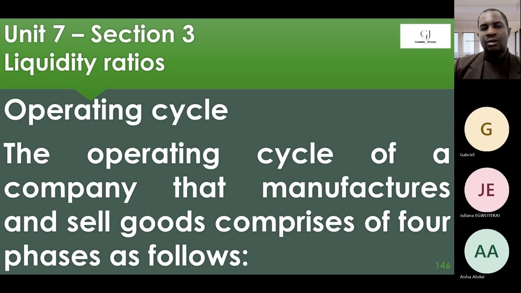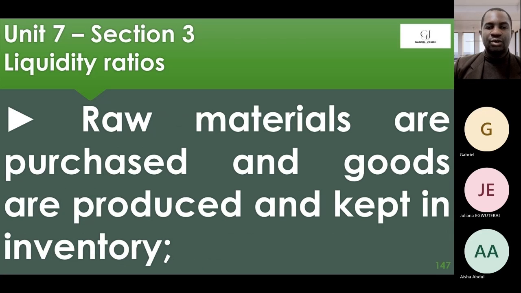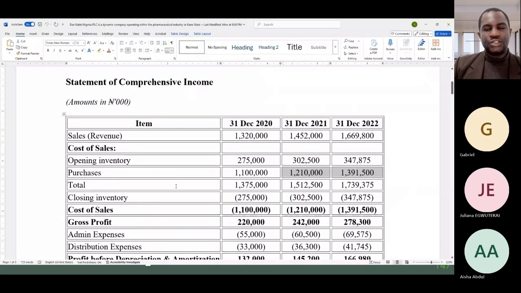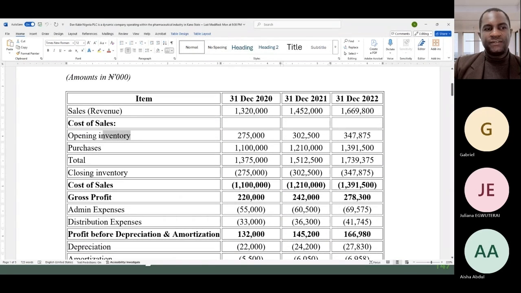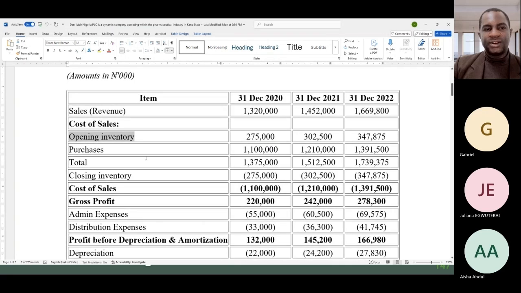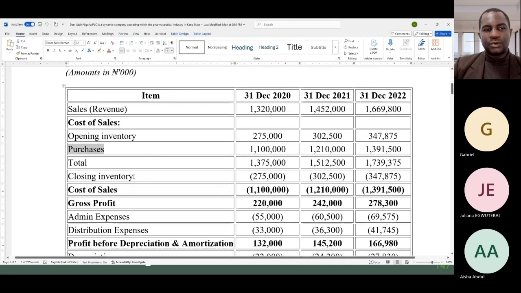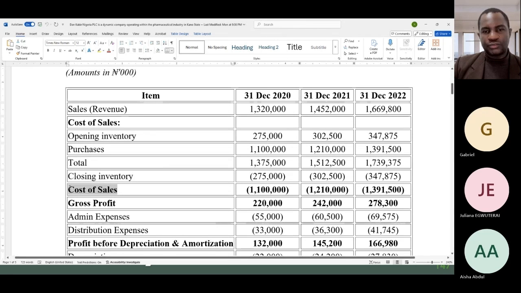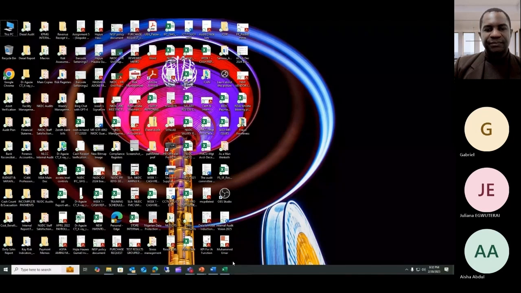The operating cycle of a company that manufactures, so we're looking at a manufacturing firm that sells goods, comprises 4 phases as follows. Like we saw in Dan Kabir, we saw raw materials, that's the opening stock. We saw purchases, and we saw closing stock. Dan Kabir is more of a manufacturing company in pharmaceuticals. So this opening inventory you're seeing here is more of the raw materials. We have purchases, then we have closing stock. So this is their production or manufacturing cycle. Take note of that. That culminates in their cost of sales. So take note of that.